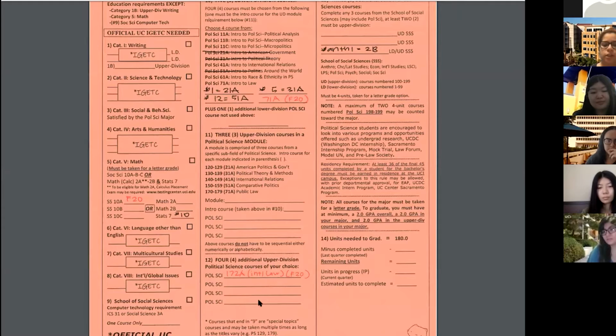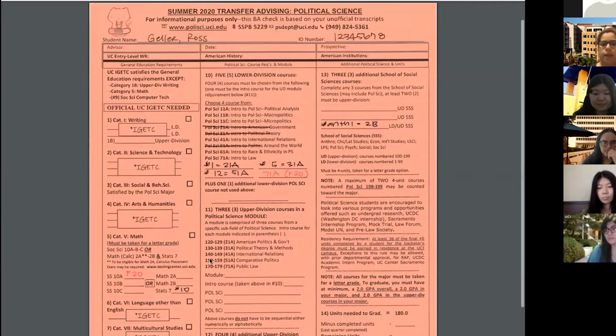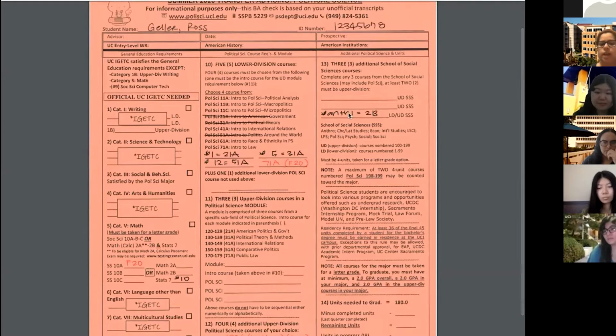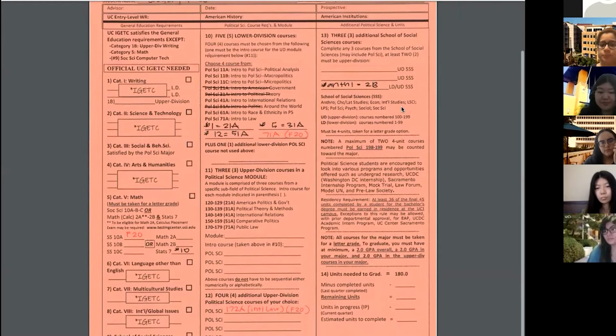Upper division is 100 and up. And then here you would see another piece of useful information on the star here. And then for American institutions, here you would take three additional School of Social Sciences courses. And again, you see how the equivalent of Anthro 1 would be 2B, either lower division or upper division. I believe this is lower division. And then UD means upper division, School of Social Sciences.